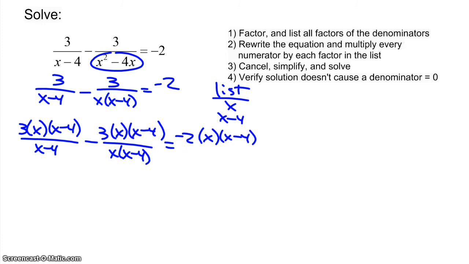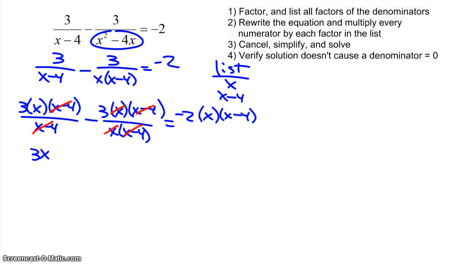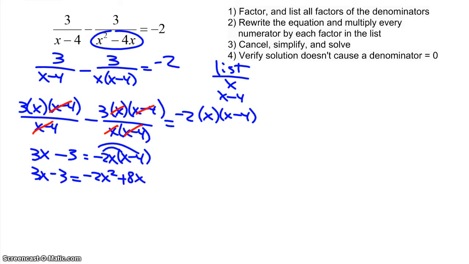All right, then I'll go back and cancel wherever possible. So this x minus 4 cancels that one, x's cancel, x minus 4's cancel. And so what do I have? Well, I've got 3x left here, minus just a 3 equals negative 2x times x minus 4, which means I would need to distribute here. So I'd have 3x minus 3 equals negative 2x squared plus 8x. And since I have an x squared term, I want to get everything on one side and then a 0 on the other side to continue.